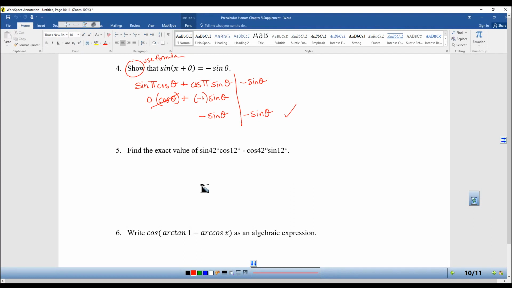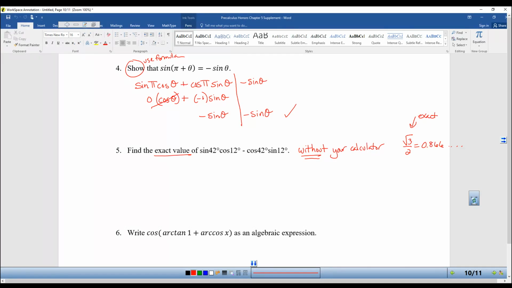Number 5, find the exact value of sine of 42 cosine of 12 minus cosine of 42 sine of 12. I'll have to add this here without your calculator. So when it says exact value, your calculator can't give you the exact value. When you have, say, square root of 3 over 2, your calculator is going to give you 0.866, blah, blah, blah. But it's rounded it. This is the exact value.